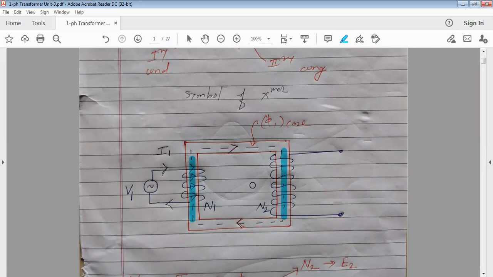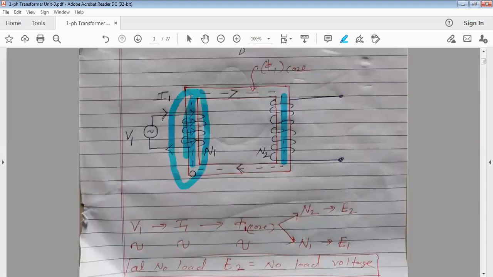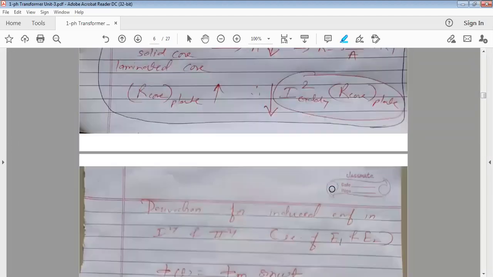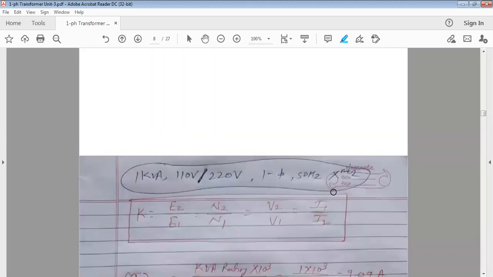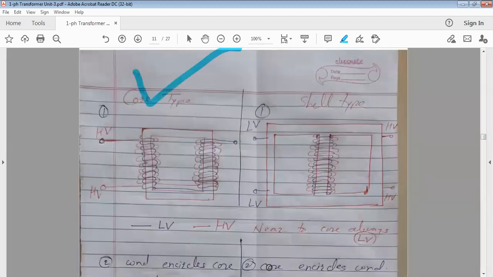On both the side limbs you can find in construction both the windings are wound. Means on the left side limb also you can find primary and secondary winding turns, and on the right hand side limb also you can find primary and secondary turns. Okay, so based on this, that one construction is called the core type of transformer. See, core type of transformer. Two side limbs, it is having left and right, isn't it? And both the turns are wound on both the side limbs.